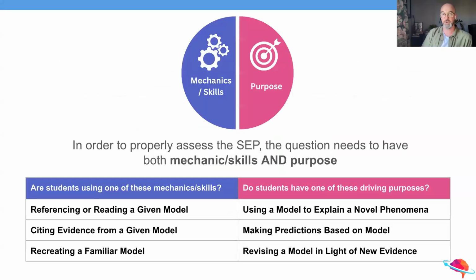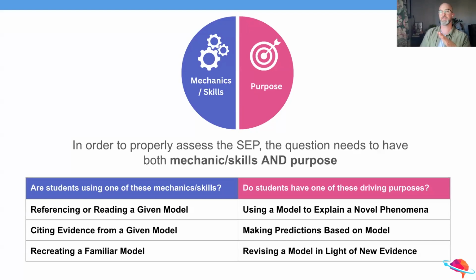One of the resources that we went over yesterday from Achieve talks about two elements that come together to make the practices: mechanics and skills, and then having a driving purpose. So in order to properly assess an SEP and give students authentic experiences with SEPs, they need to be using the mechanics of, in this case, modeling, and have a driving purpose. Some of those mechanics are that they can reference or read a given model, cite evidence from a given model, or recreate a familiar model.